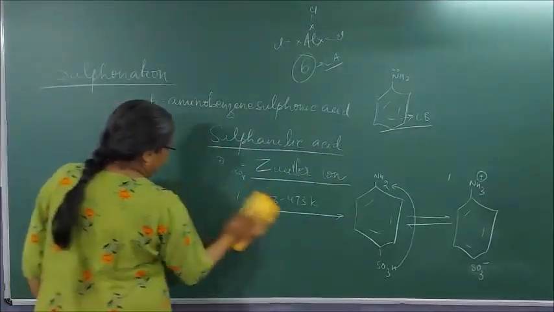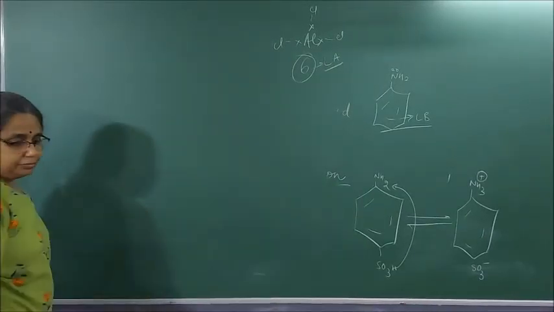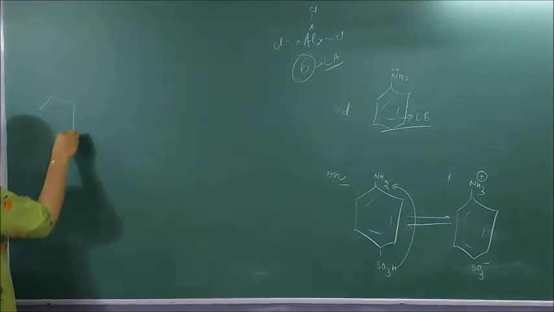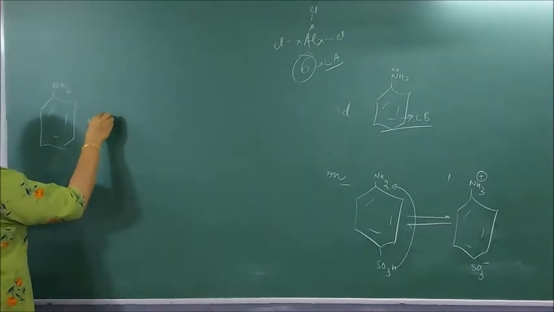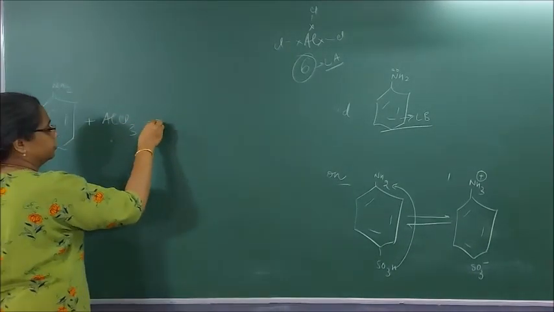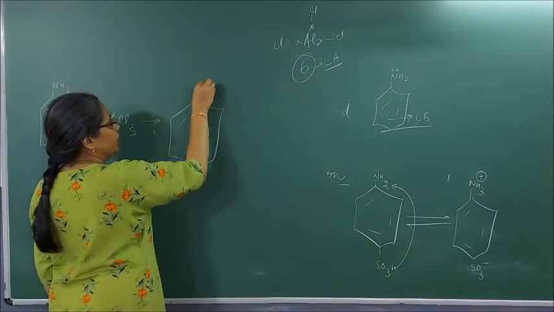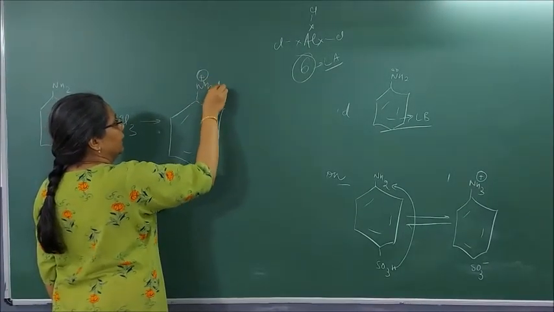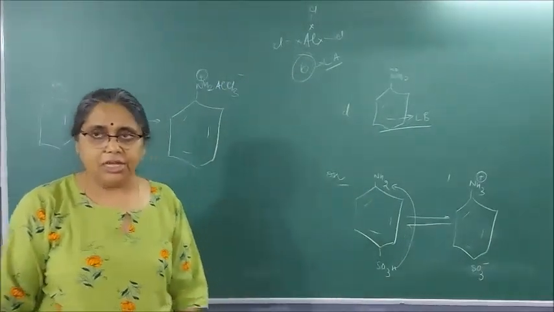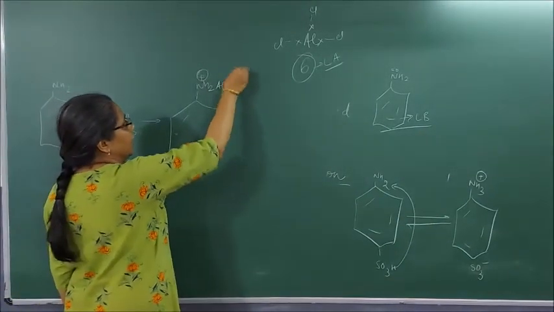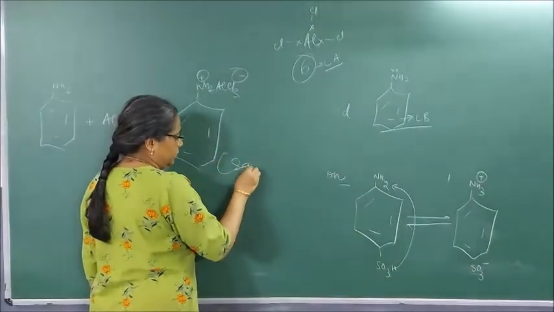Please write the reactions. C6H5NH2 plus AlCl3 forms C6H5NH2+ AlCl3-. This is what? It is a salt.